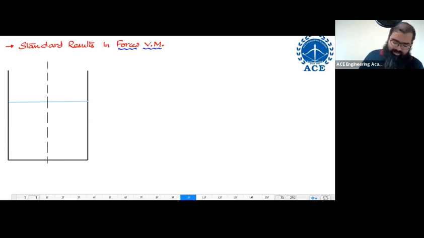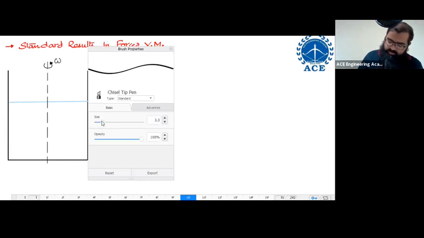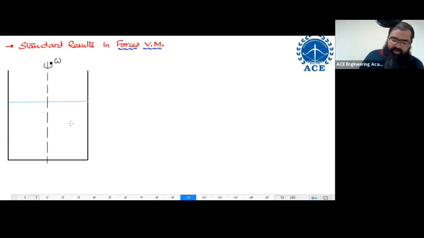About this axis, I'm creating some forced vortex motion. When I create forced vortex motion, what will happen? The line of constant pressure, which was previously over here like this, will not remain as the line of constant pressure.